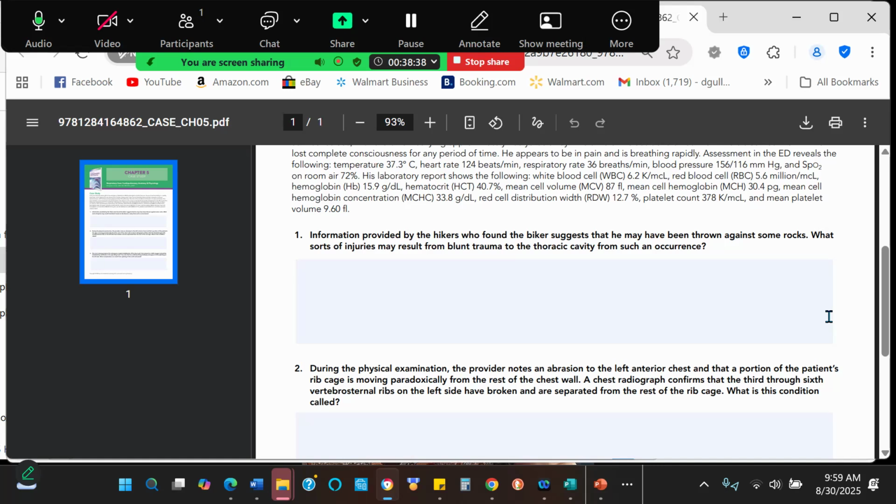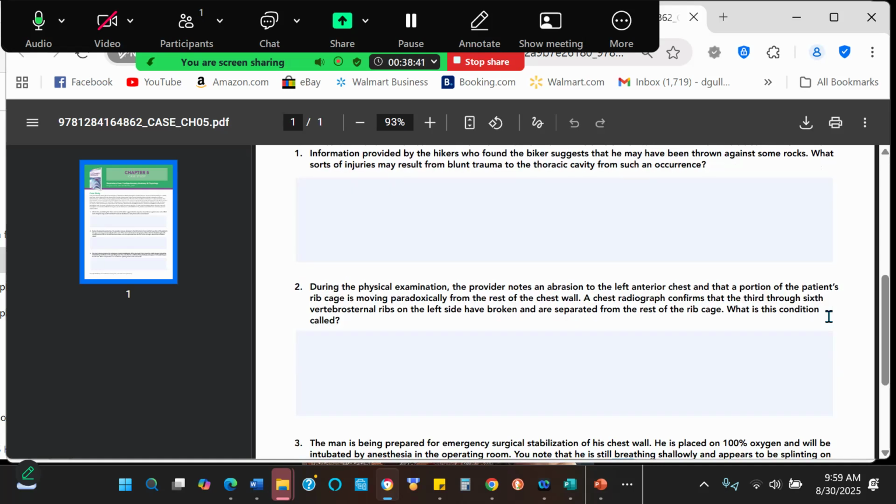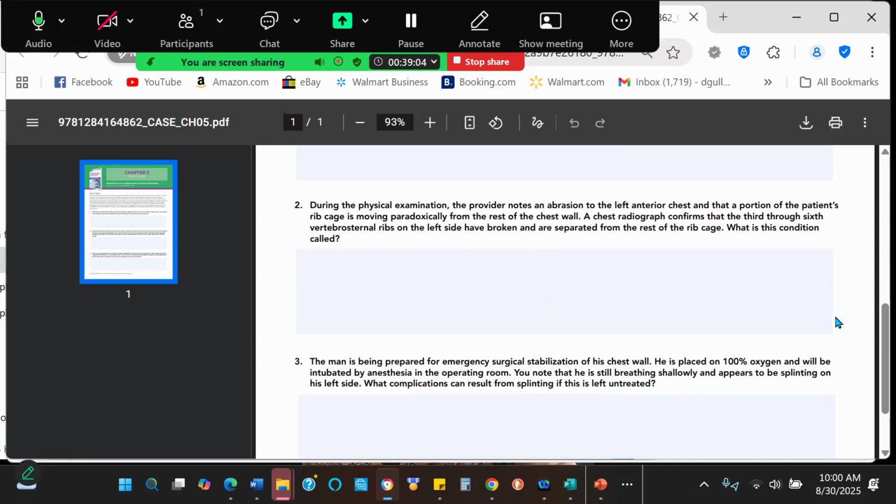Just talked about that. During the physical examination, the provider notes an abrasion to the left anterior chest, left front, and that a portion of the patient's rib cage is moving paradoxically from the rest of the chest wall. Chest x-ray confirms the third through sixth ribs on the left side have broken and are separated from the rest of the chest cage. There's a name for that. You may remember it from just a few minutes ago.